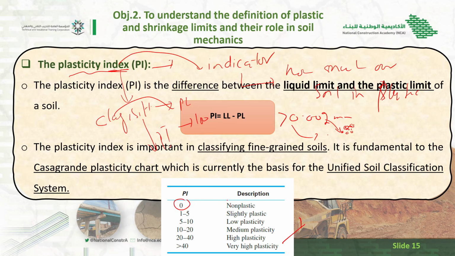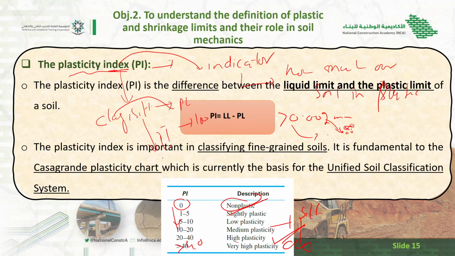Here you can say if the PI is 0, it means non-plastic. If it is between 1 to 5, slightly plastic. As we move down, if the value is more than 40, it shows it is very highly plastic, like clay. In between, you can say it is like a silt.